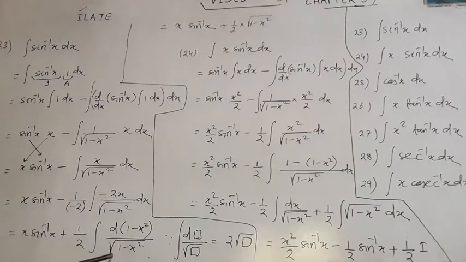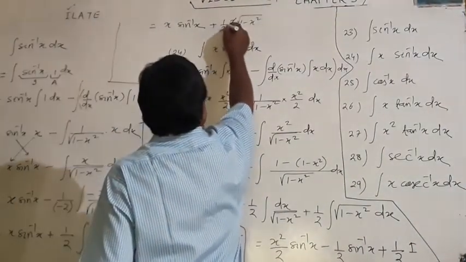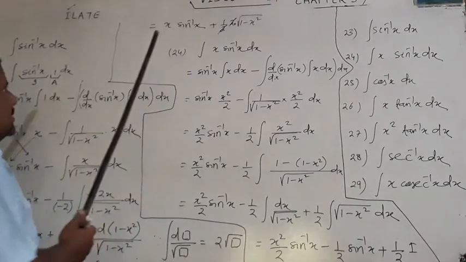And we have already read the formula: integration of d box by root of box is 2 root box. So in place of this integration, you have to put x sine inverse x plus half. In this place, integration, we know d box by root box is 2 root box. So I am writing here 2 root box. Then they cancel. Now the answer is what? x sine inverse x plus root of 1 minus x square.